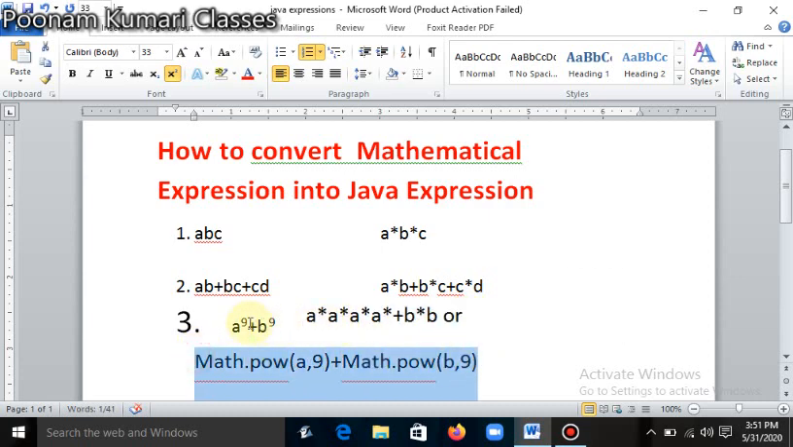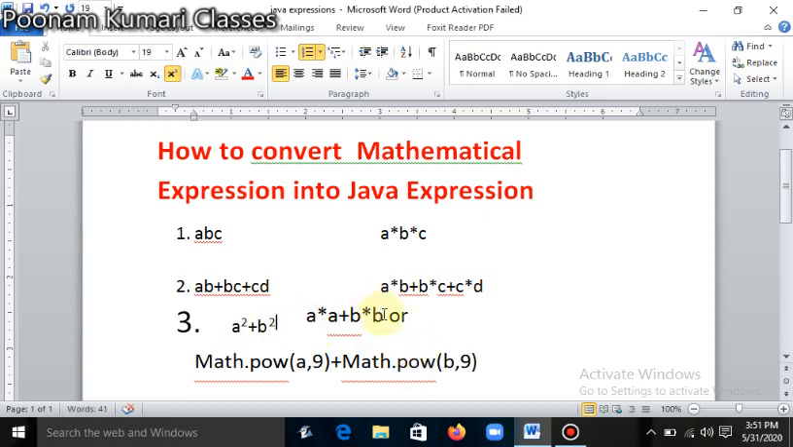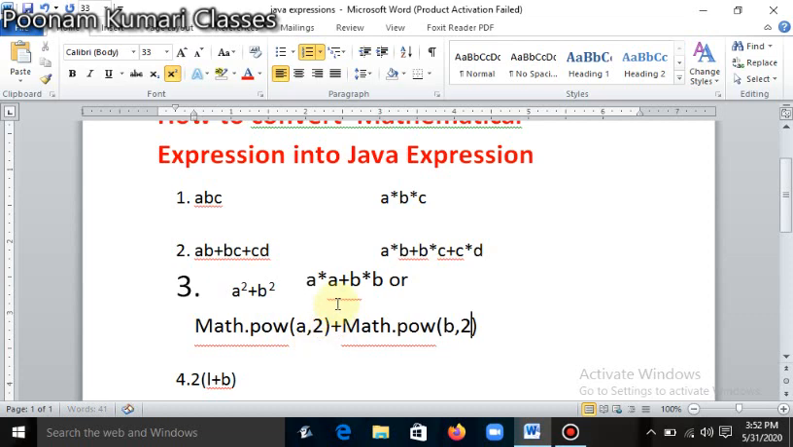So here if a is power 2, then you can write only a into a multiply. If b power is also 2, then you can write b multiply b. Or you can use the math.pow function, because a is power 2, so we can write a comma 2, or you can write b comma 2. This is the other method. So this is your third type of example.